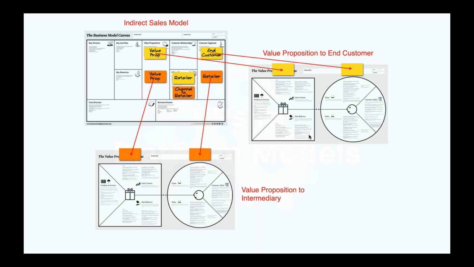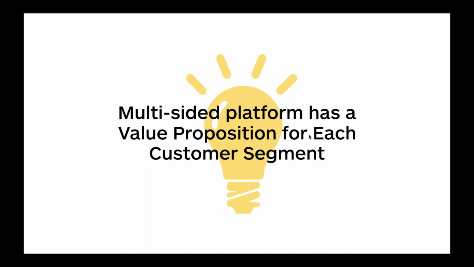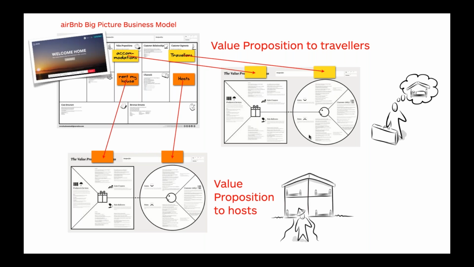So something similar we can see in value propositions in platform models. If you have a multi-sided platform, same thing. So let's take Airbnb. Airbnb has two customer segments, travelers and hosts, and a value proposition to each. For the travelers, there's a value proposition that we could explain explicitly, and to the hosts, there is a value proposition that we can explain explicitly. And we need both in a double-sided market like this, in a platform model, to make it work.